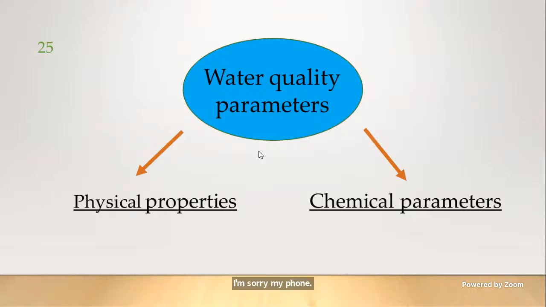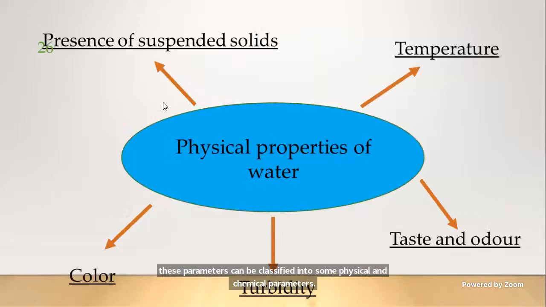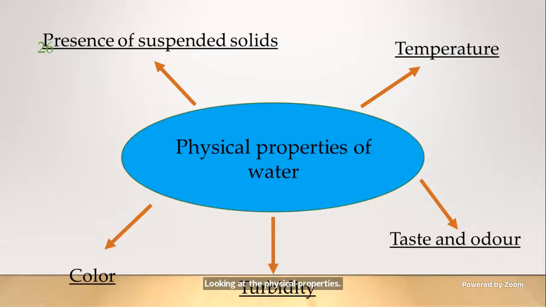So these parameters can be classified into some physical and chemical parameters. Looking at the physical properties, some important measures are observing the presence of any suspended solids, monitoring the temperature, turbidity, and color, besides testing its taste and odor.